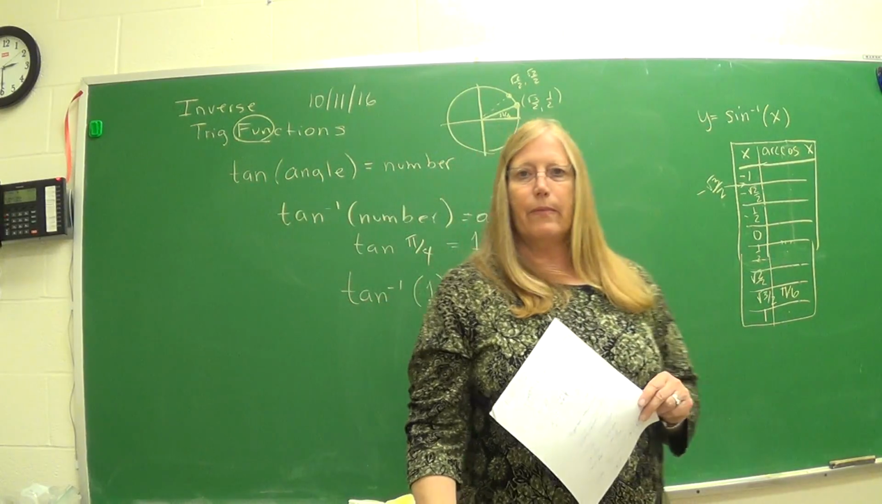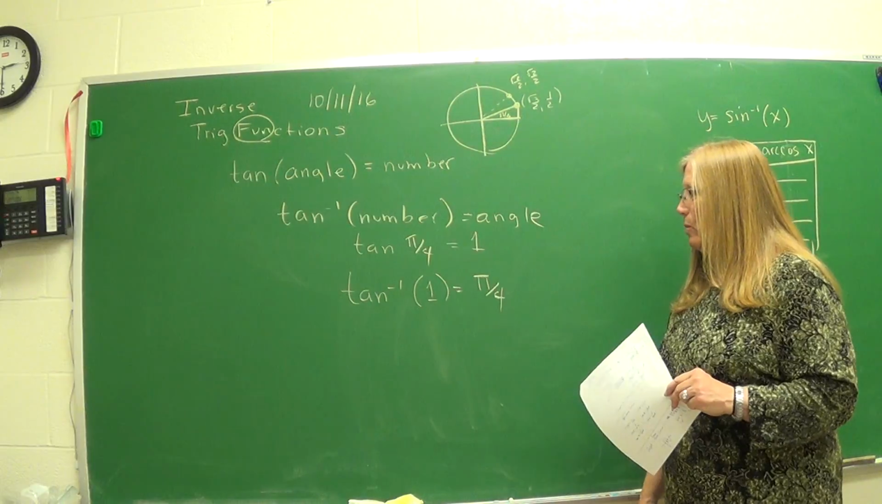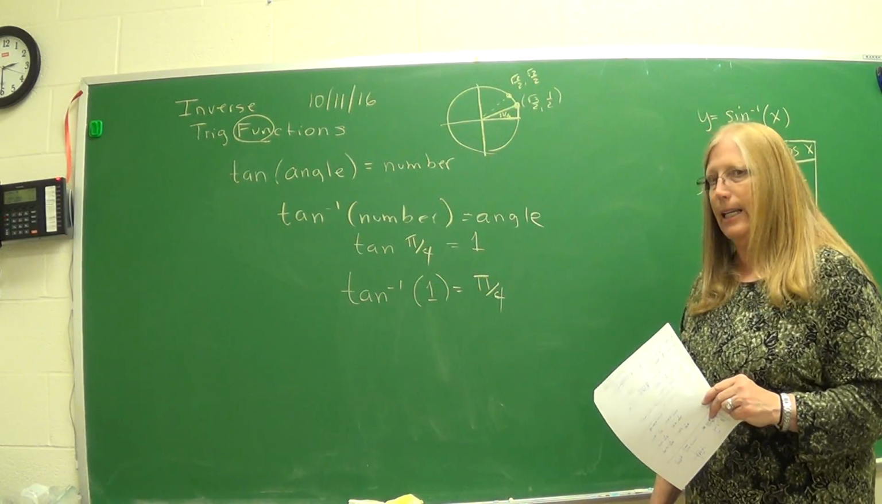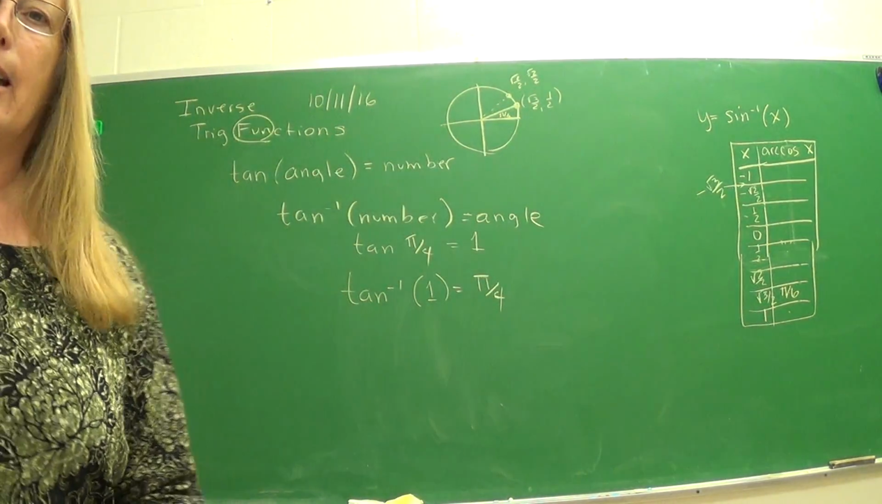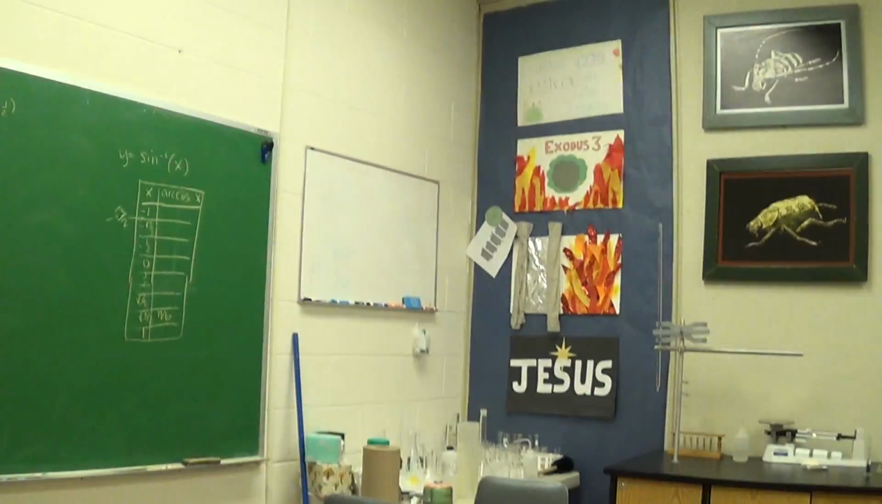So tan inverse, does it have an issue with different quadrants? Let's go over and see. Let's see if there's another spot that also has a tangent of 1. Is there another spot that has a tangent of 1?